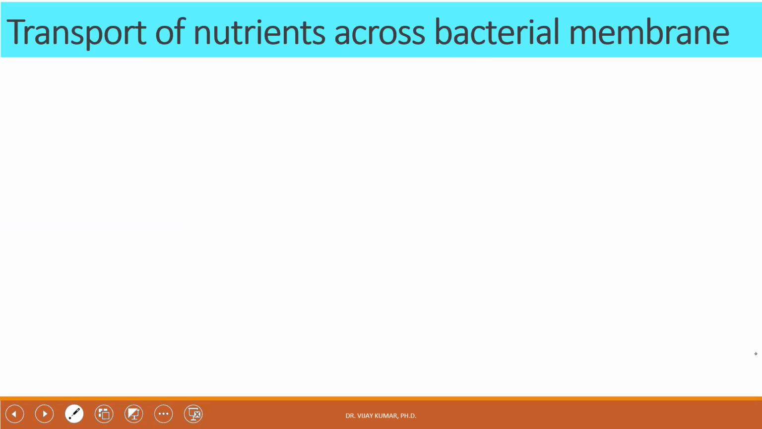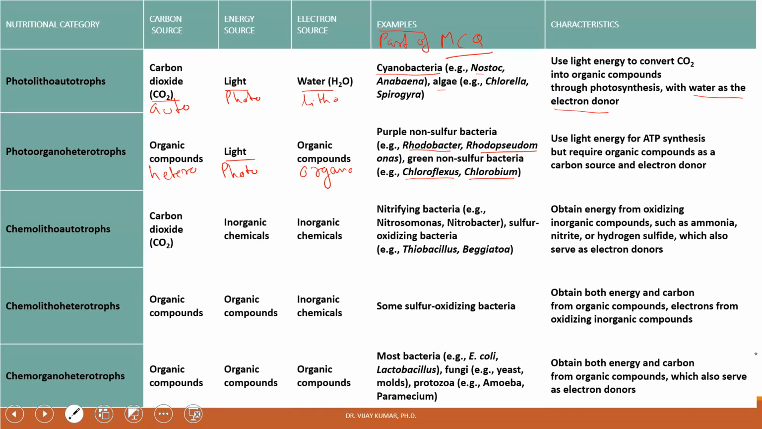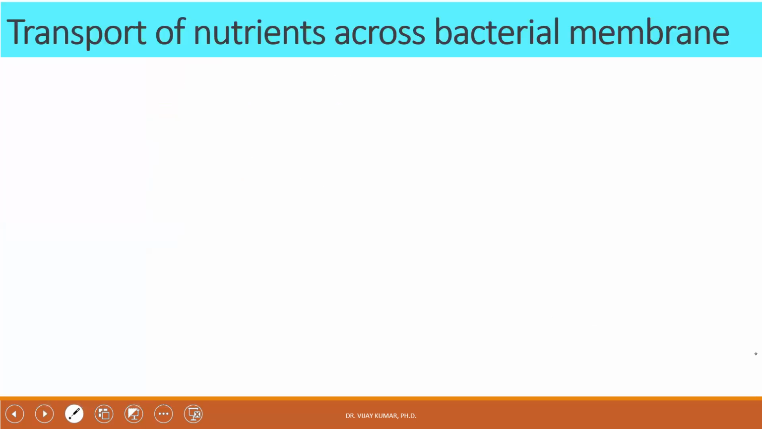Okay, now proceeding further. This was the nutritional classification of the microorganisms, where you must know the different classification systems based on carbon, energy, electrons, and their characteristics, what they require, how they get it, and examples. Now we move further to the transport of nutrients. The nutrients are available in the surrounding environment. Bacteria or microorganisms need to take up the nutrients inside. So how do they do this?